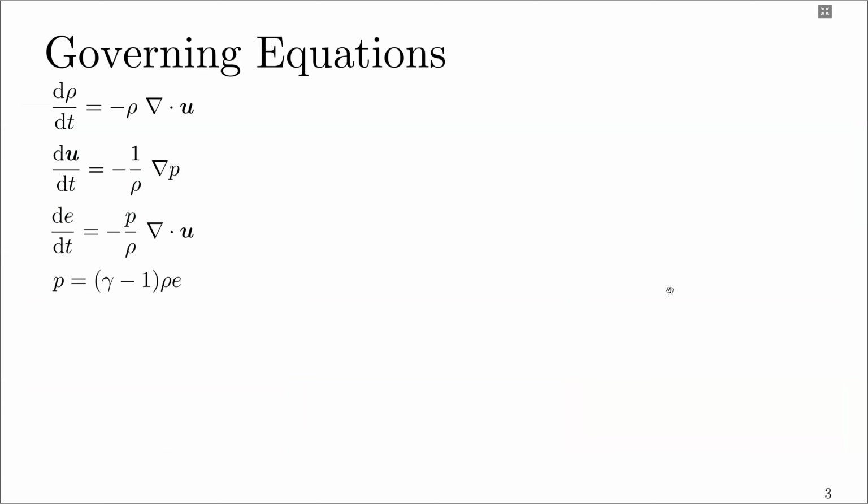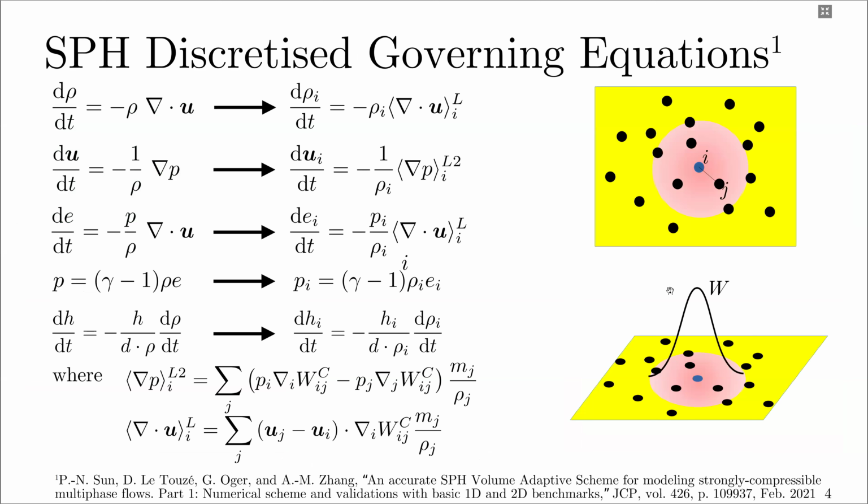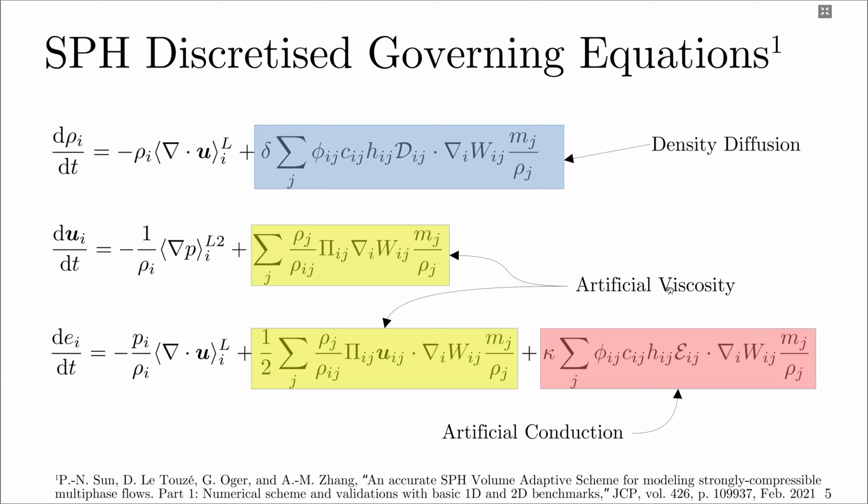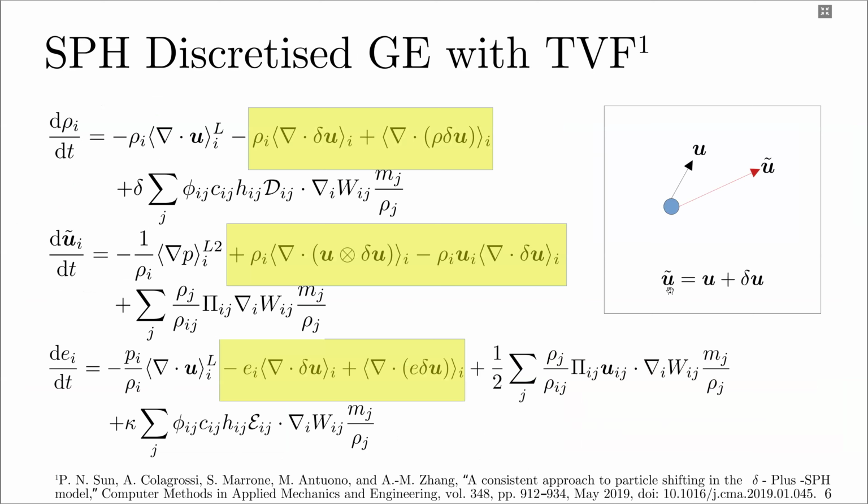That's all. These are my SPH discretized governing equations, with some stabilizing terms. I won't dwell too much on these as this has been introduced yesterday and the day before. Then these are SPH discretized governing equations with the transport velocity formulation. If we move our particles with the velocity u, that conforms to a Lagrangian description.